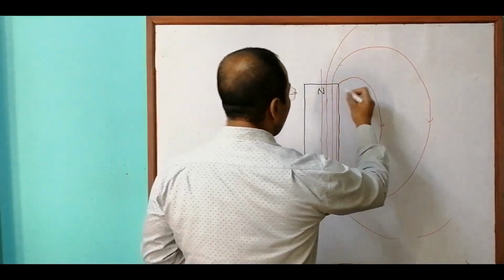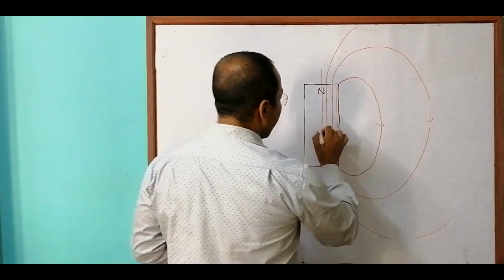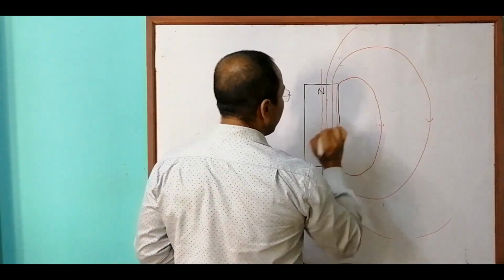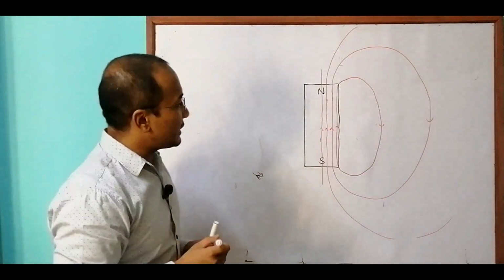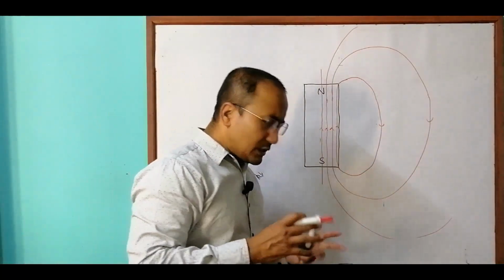So outside, the field lines will be from N to S, but inside it will be from S to N. Outside N to S, and inside it is S to N, something to be taken care of. So this is the bar magnet.